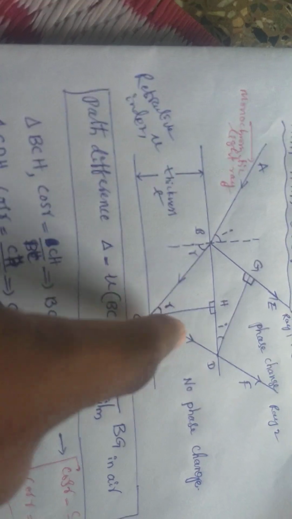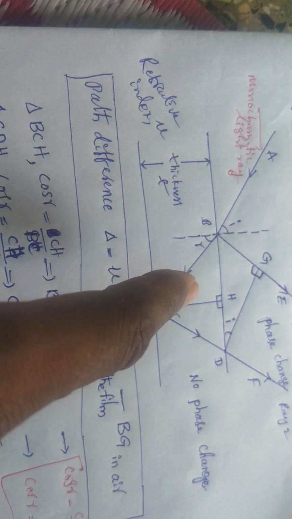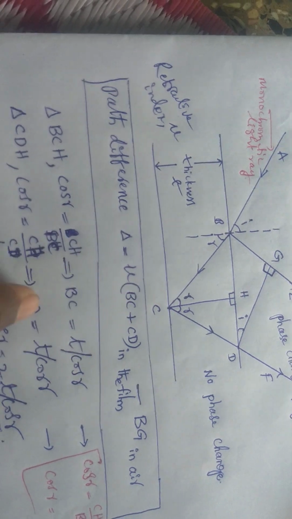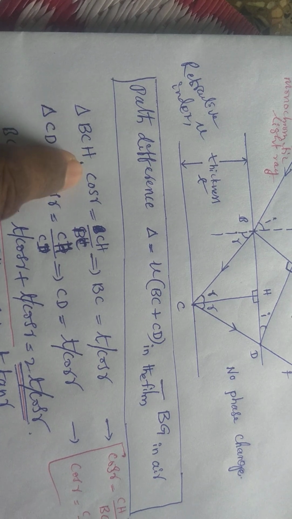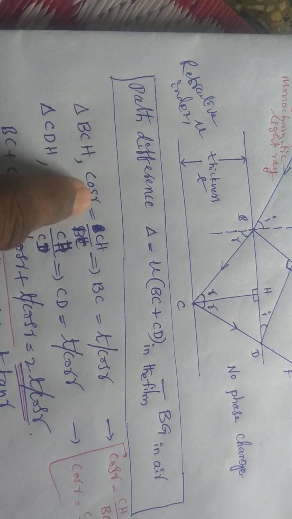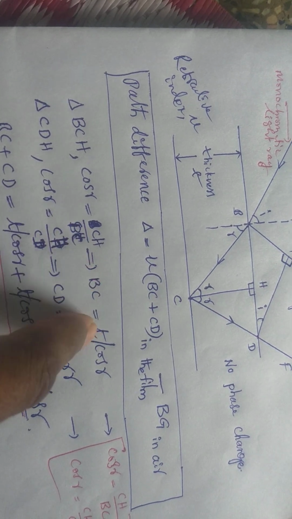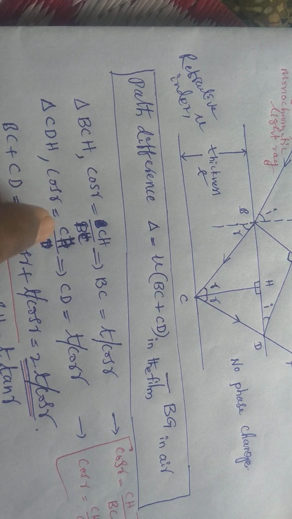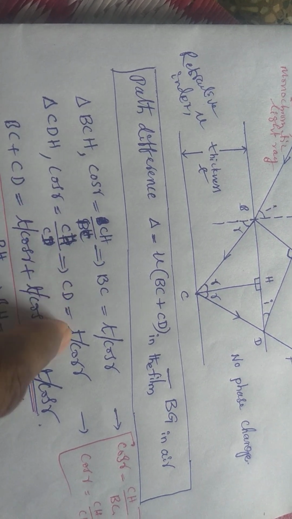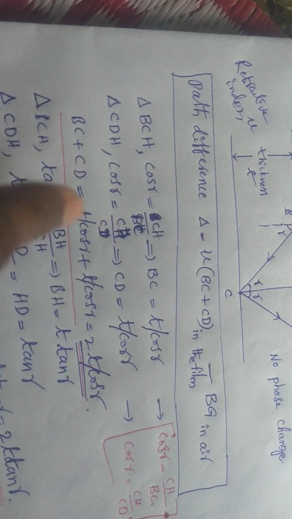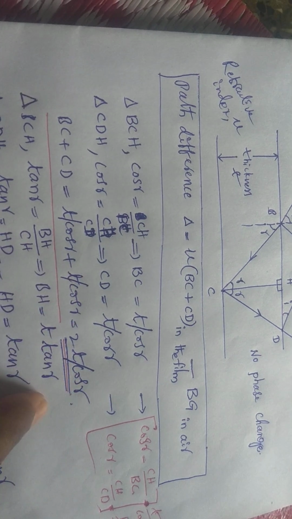Here this is a right angle triangle, this is a right angle triangle, and this is also a right angle triangle. From this triangle we can determine the BC value. In triangle BCH, cos r equals CH by BC. From this, BC equals t by cos r. Similarly, cos r equals CH by CD, so CD equals t by cos r. Therefore we can write BC plus CD equals t by cos r plus t by cos r, equal to 2t by cos r.